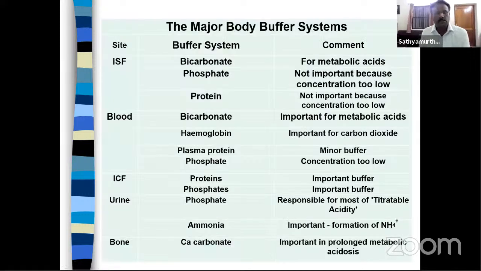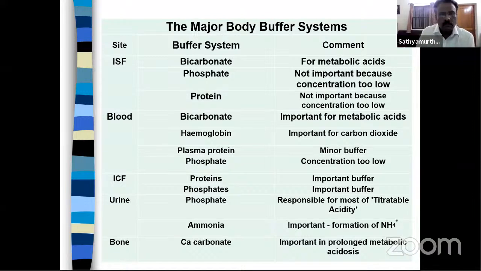Now, when you look at the buffer systems, the major buffer system that we look at is with respect to the interstitial fluid. Then your extracellular fluid, and you have your intracellular fluid. In the extracellular fluid, you have your blood and your interstitial space, and then of course your lung, and then the kidney that also takes part in your acid base physiology.